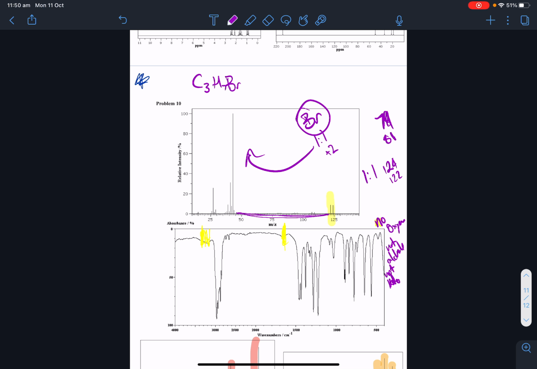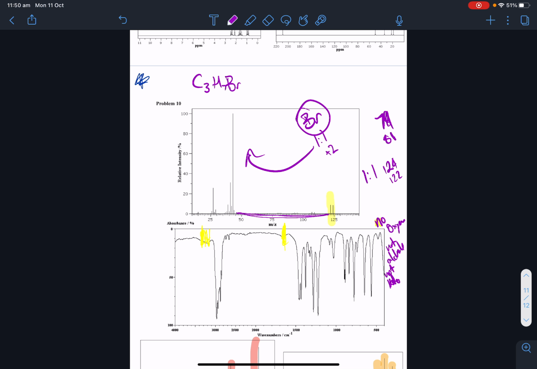What mass are we going to use for bromine? We'll use 80. Oh no, we'll use the 81 and see if it gets to 124. So 81 plus 7 plus 3 times 12 is 124. Hello, we've got our formula, C3H7Br.